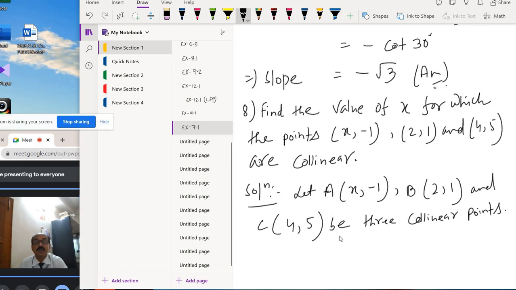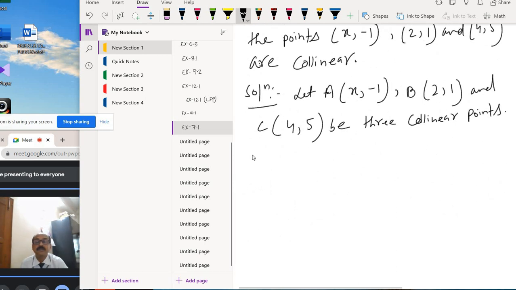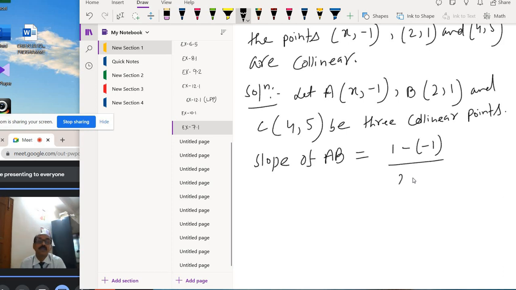Now slope of AB equals y2 minus y1, that means 1 minus minus 1, divided by 2 minus x. So this is 1 plus 1, which is 2 by 2 minus x.